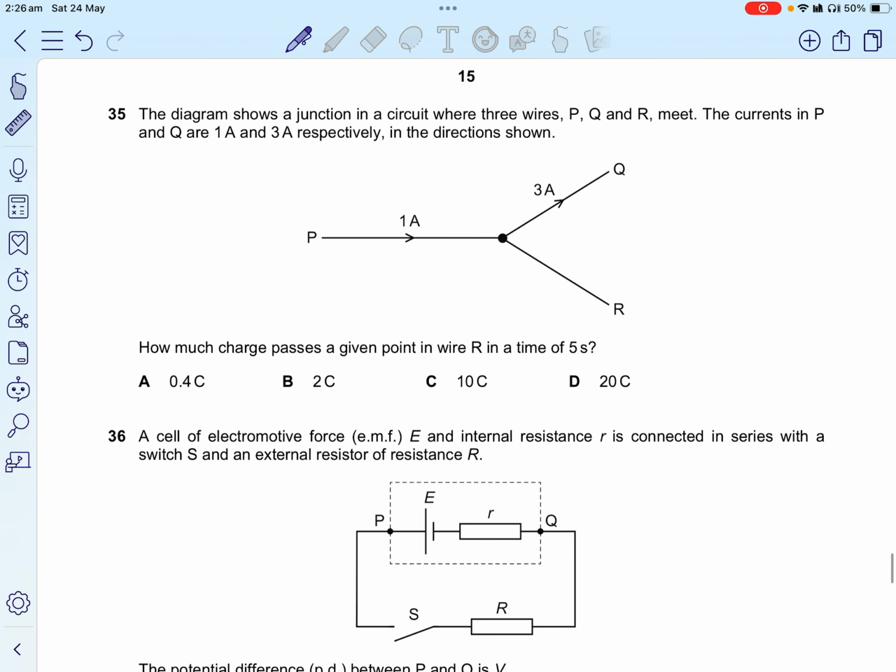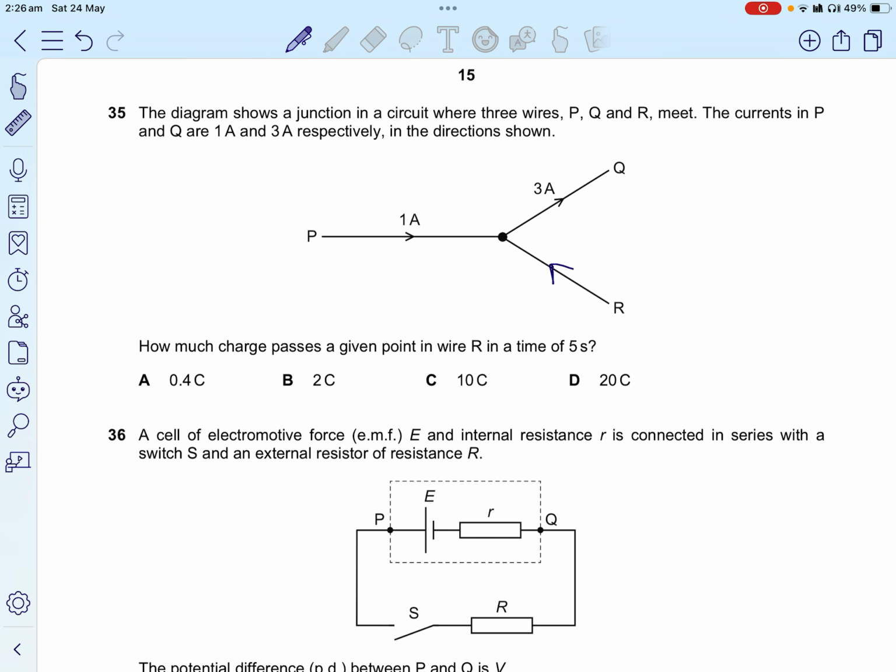Okay, now 35. The diagram shows a junction in a circuit with 3 wires P, Q and R. The current in P and Q is 1 ampere and 3 amperes in the direction shown. How much charge passes a given point in the wire R in a time of 5 seconds? So the current that is leaving this junction is 3 amperes, but entering is only 1 ampere. That means at this point 2 amperes would be entering. If you want to find the charge, because Q is again equal to IT, the charge will be 2 amperes into 5, which is 10. So our 35 answer would be C.